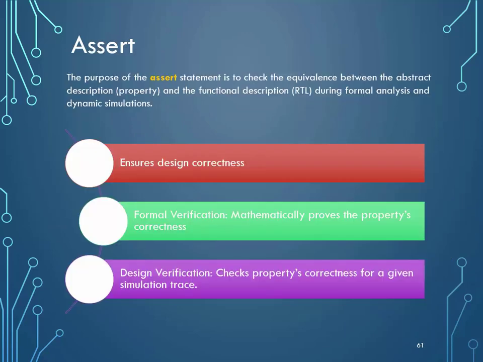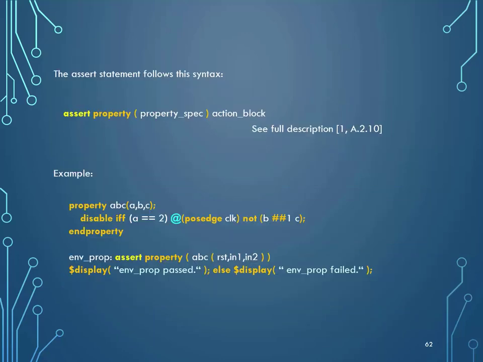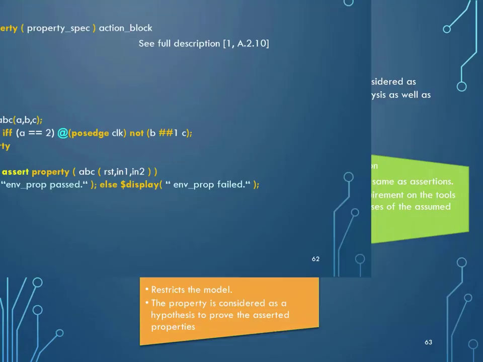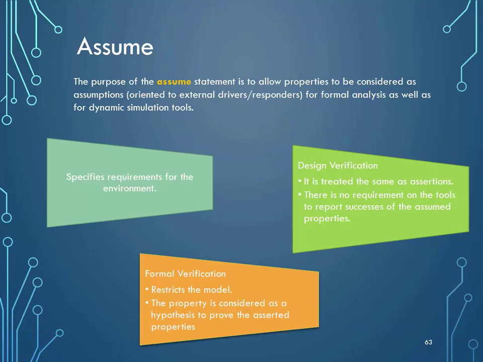So a little bit more information on the assertion. For design verification, it checks the property correctness for a given simulation trace. Only for that. So it can be true that the stimuli for a test makes the assertion pass all the time, but for another stimuli of a certain test it will not be true. And you have to play with that. So another example. So going to the assume.